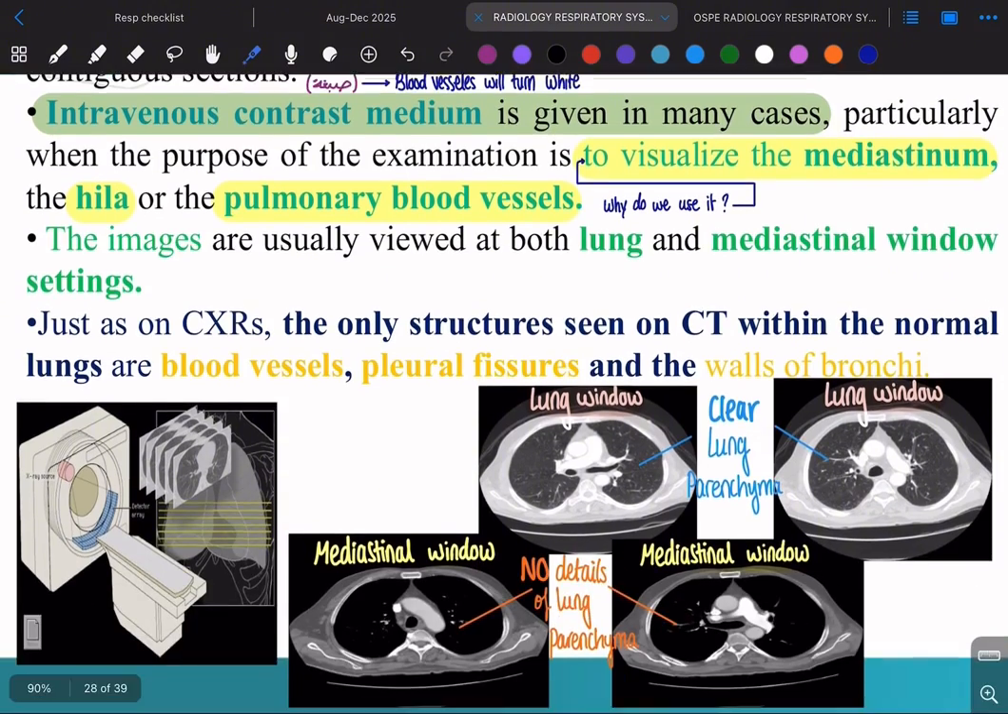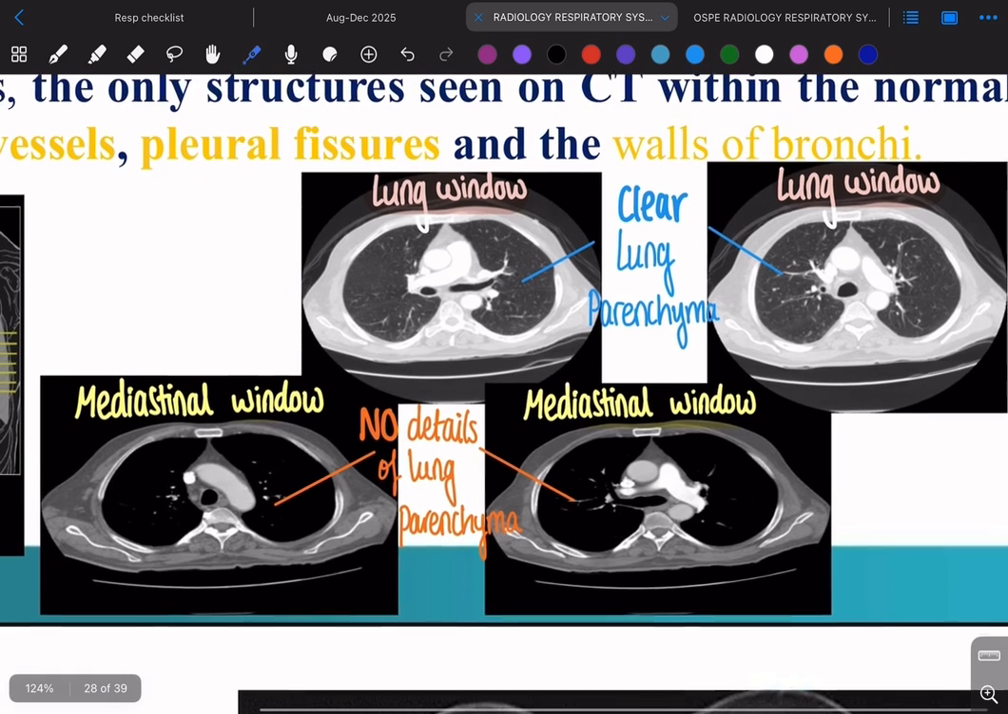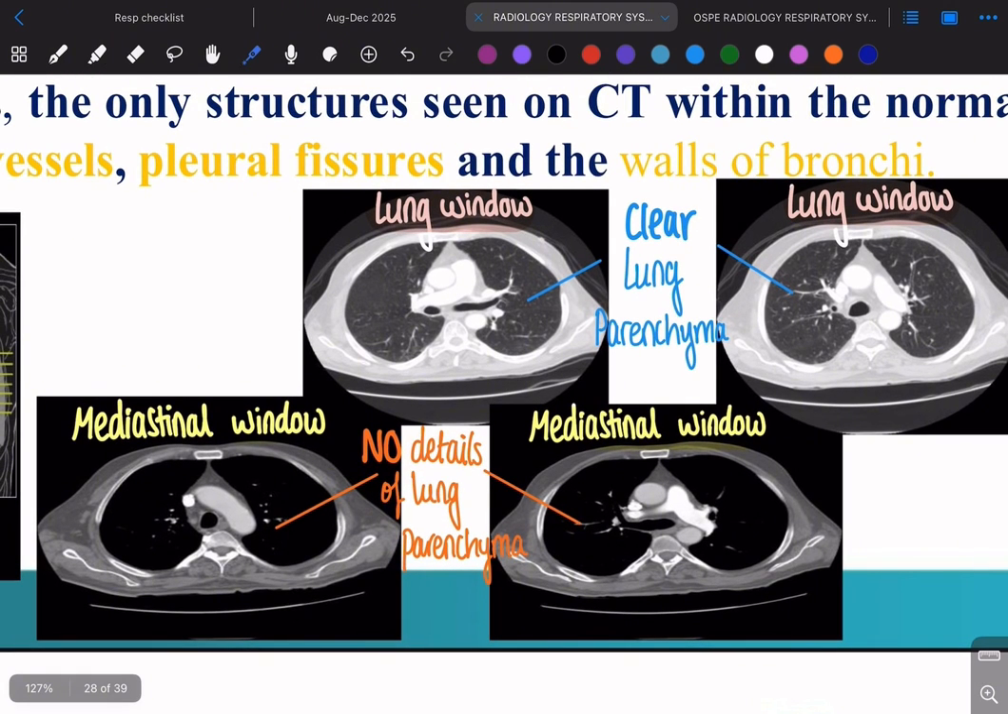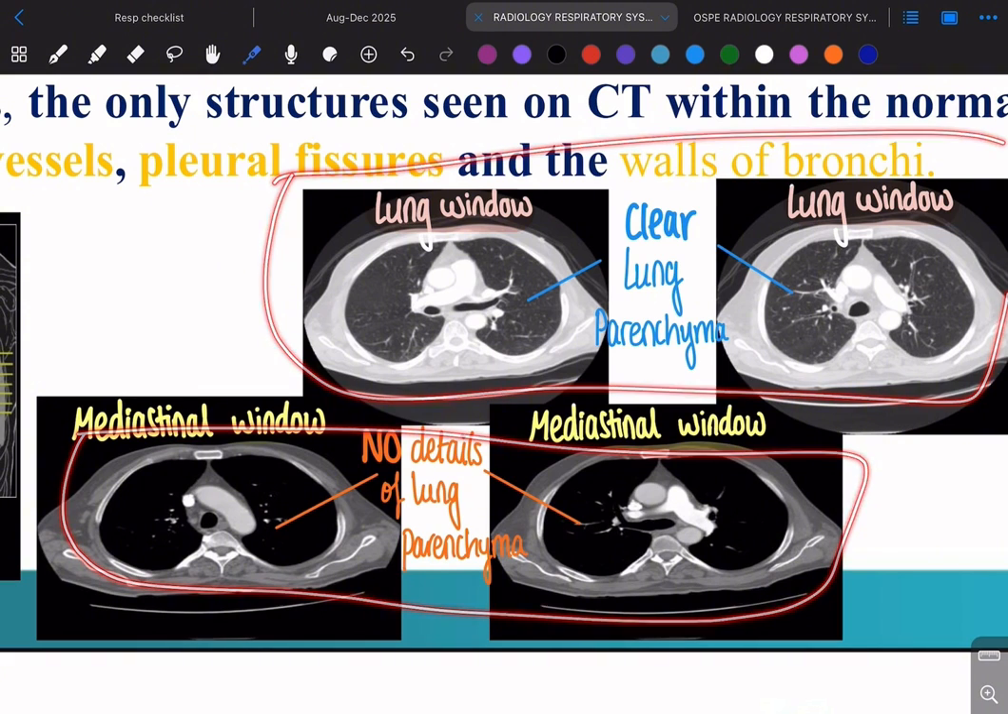Okay? Here these images are very important because they're in the OSPI file as well, so we're probably going to get one of them. So we need to differentiate between the mediastinal window and the lung window. So these 2 are the same. They're both the lung window, and these 2 are the same. They're the mediastinum window.